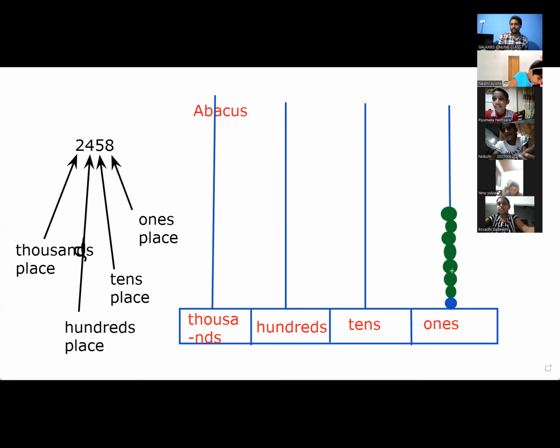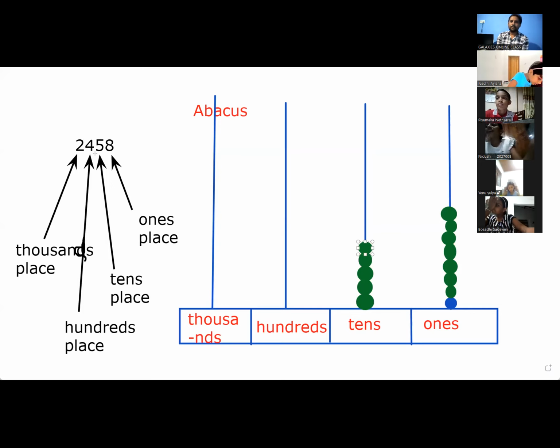Right, 1, 2, 3, 4, 5, 6, 7, 8. Okay. Then the tens place, look at the digit given, 5. So you have to draw how many circles? 5 circles. 1, 2, 3, 4, and 5.